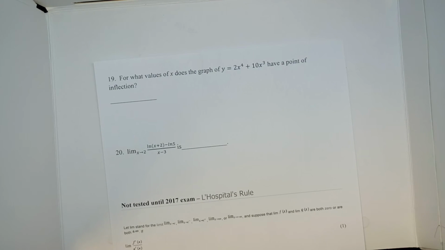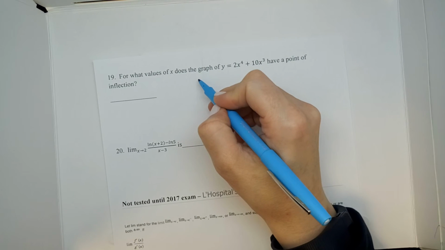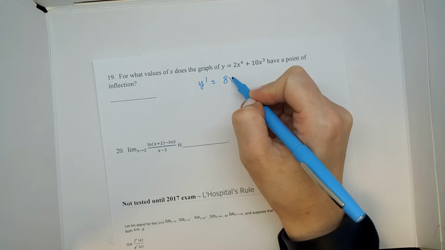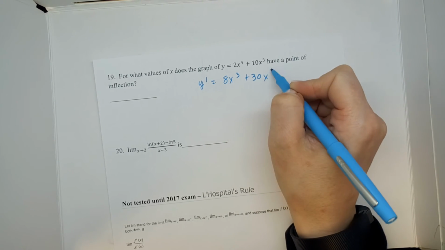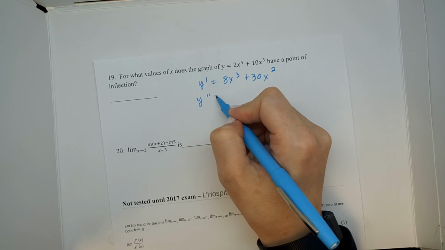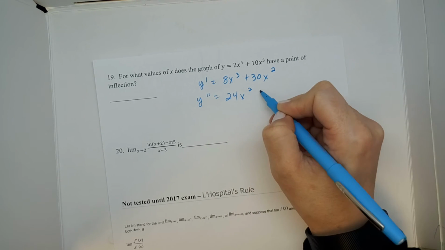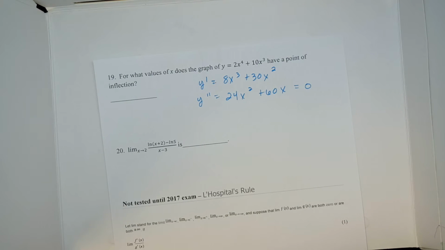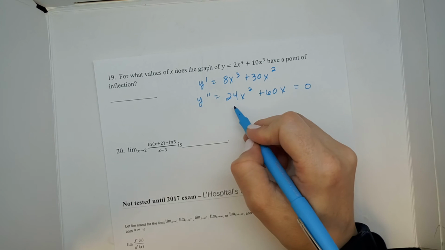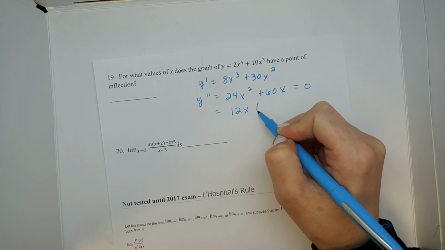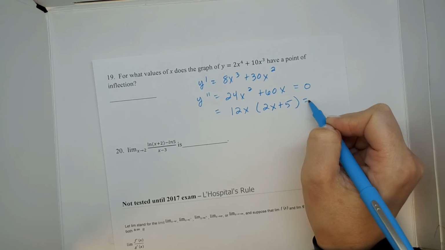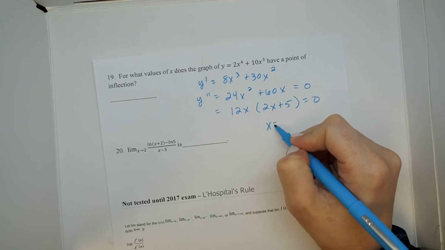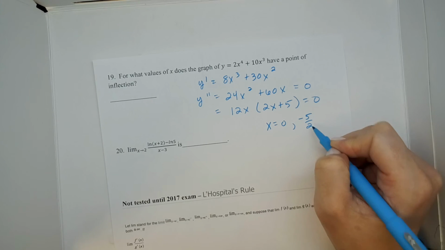Okay, so moving on to number 19. We have the graph of y. We want to know where it has a point of inflection. Remember, inflection points are the second derivative. So the first derivative would be 8x cubed plus 30x squared. The second derivative, 24x squared plus 60x. And we set that equal to 0 and set up our table to see where the sign changes. So the GCF here would be 12x. We have 2x plus 5 left, so x is going to be 0 and negative 5 over 2.